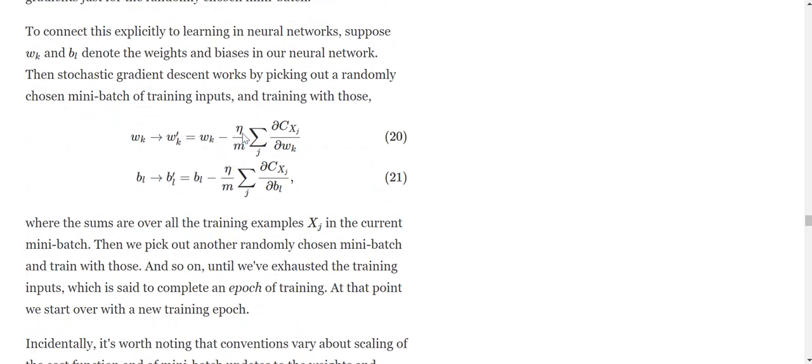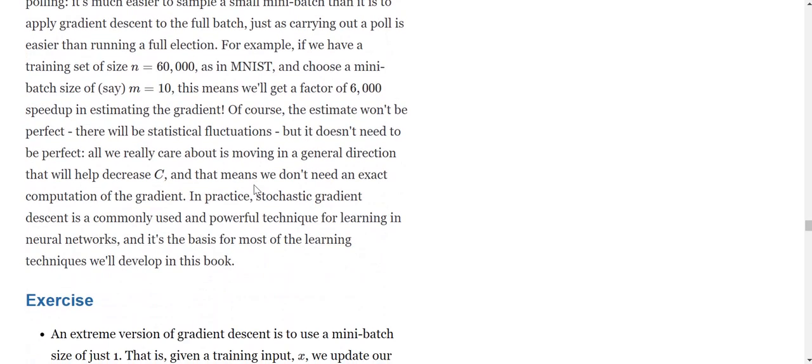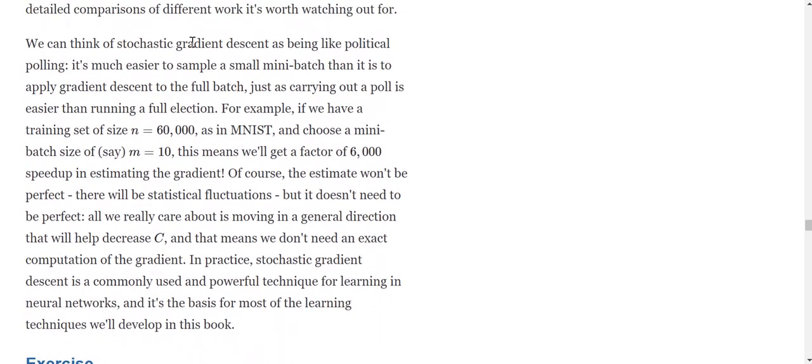So it might just be that you end up adjusting the learning rate to account for not dividing by the size of the training set or the mini batch. We can think of stochastic gradient descent as being like political polling. It's much easier to sample a small mini batch than to apply gradient descent to the full batch, just as carrying out a poll is easier than running a full election.